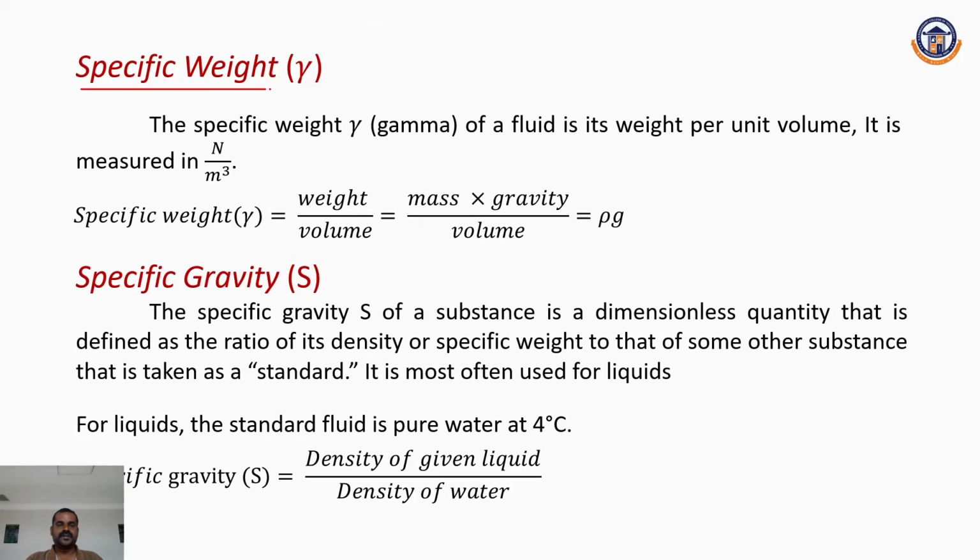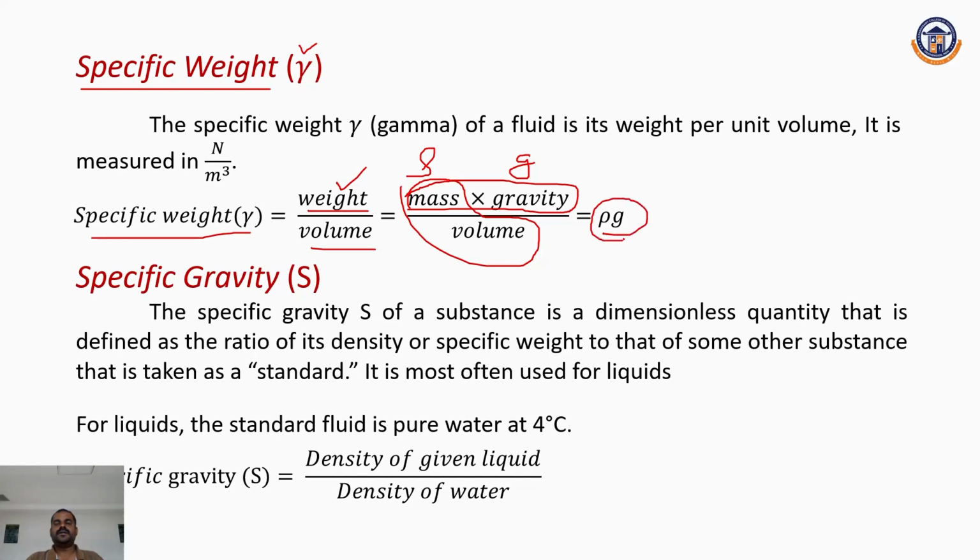Next, specific weight, denoted by gamma. Specific weight is nothing but weight per volume, right? Density is mass per volume, while specific weight means weight per volume. The weight we can take as mass into acceleration due to gravity. So this mass per volume we refer to as density rho, then gravity g. So the specific weight is density into gravity. For fluids, specific weight is very, very important. For solids we go with density, but for fluids we go with specific weight.